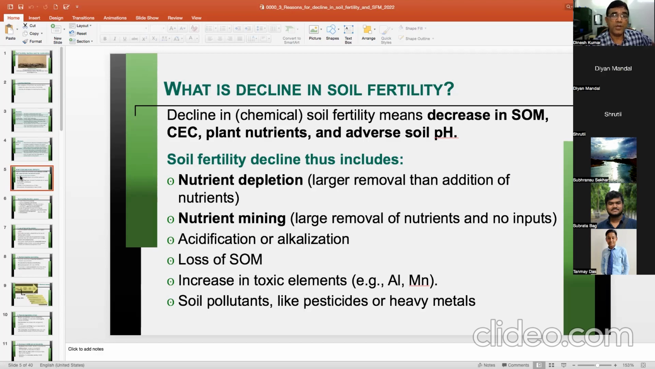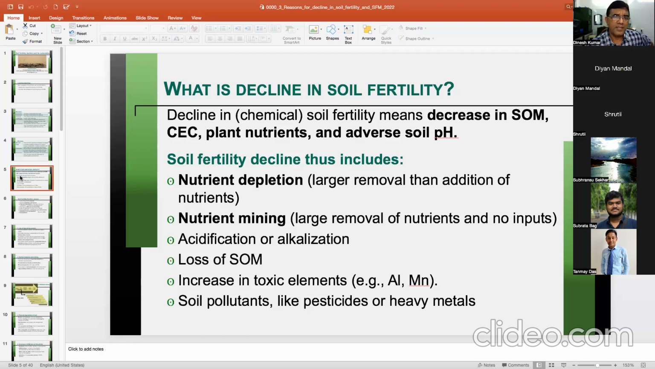So that means your soil structure will be affected. Soil structure can be reduced or can decline because many properties or characteristics are interdependent. So therefore, you can clearly understand what soil fertility decline is. Here, I'm mostly restricting to the chemical soil fertility decline: decrease in soil organic matter, cation exchange capacity, plant nutrient status, and adverse soil pH.